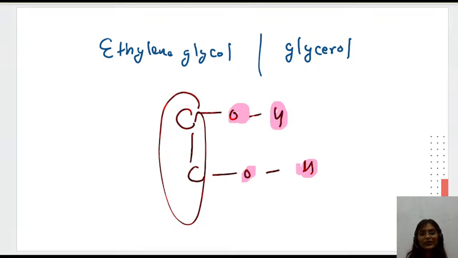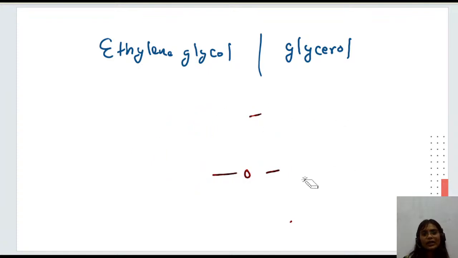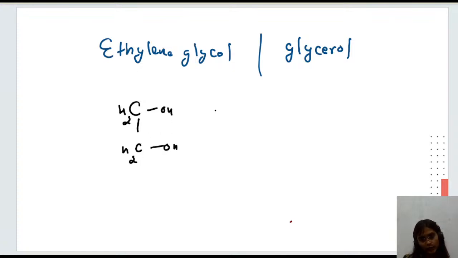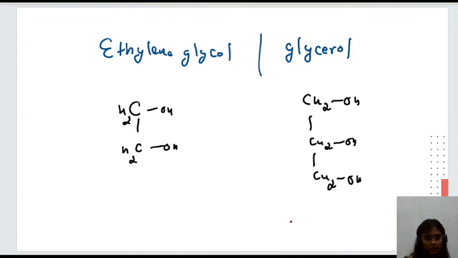Okay, then I guess you are not going to respond. Let me just write the structure then. So it's normally the ethylene glycol, and what about the glycerol? It is CH2OH, CH2OH. And this is CH2OH, CH2OH, and CH2OH. One hydrogen less. Now, I guess it's easy, right?